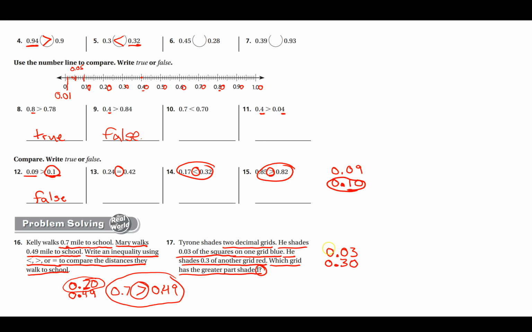Then I start over here in the ones. 0 and 0 are tied. 3 is bigger than 0, so the number that has the 3 in the tenths place, that is the larger number. 3 in the tenths place, that's my larger number. So 3 tenths is greater than 3 hundredths.